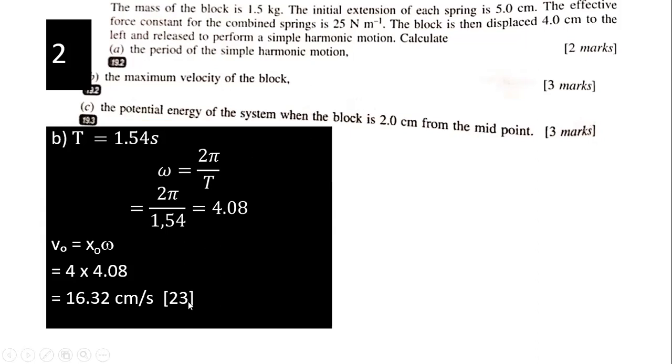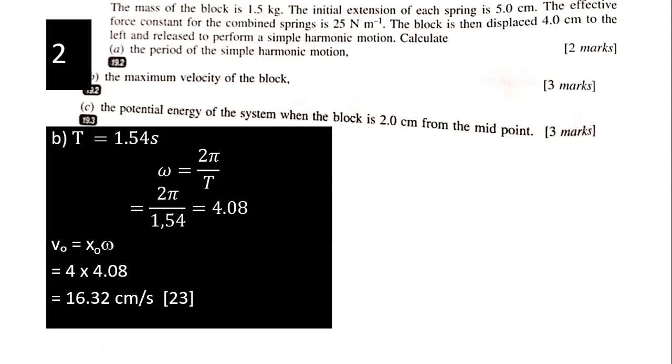So the x naught, why is it 4, not the 5? X naught is 4. 5 is where you stretch it. This is the displacement. This is where the spring is stretched from initially, the extension. Oh, because I was confused which one was the displacement just now.